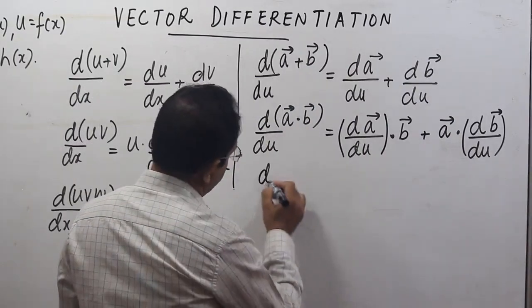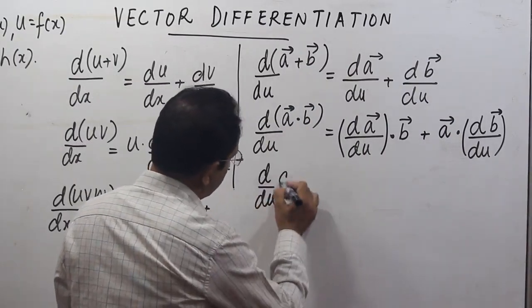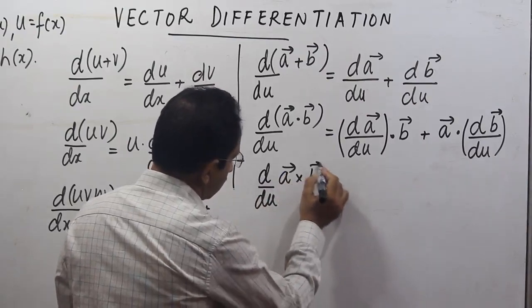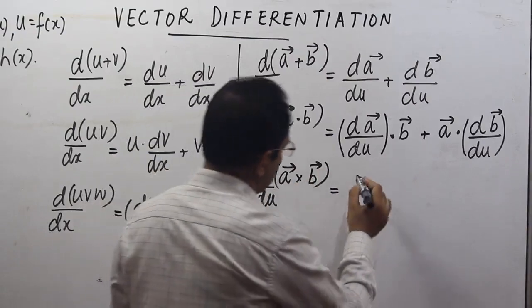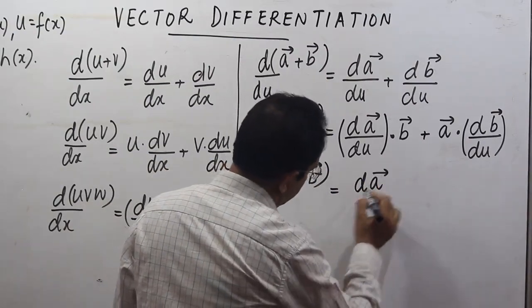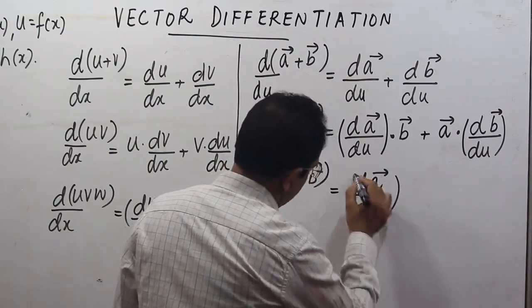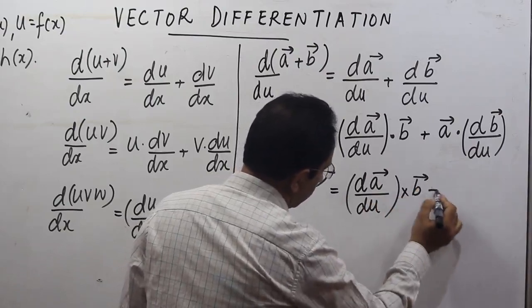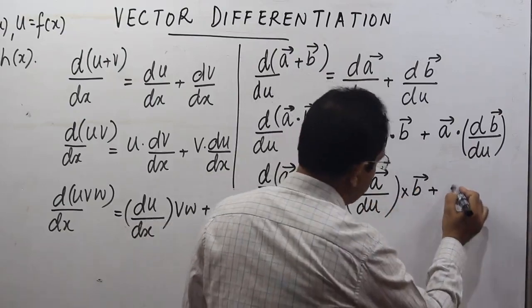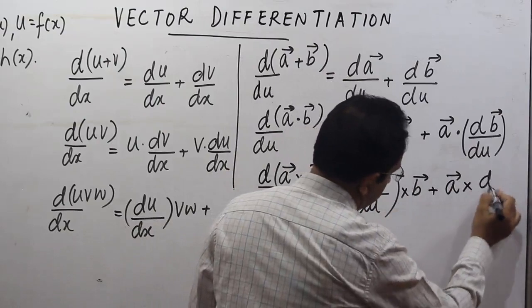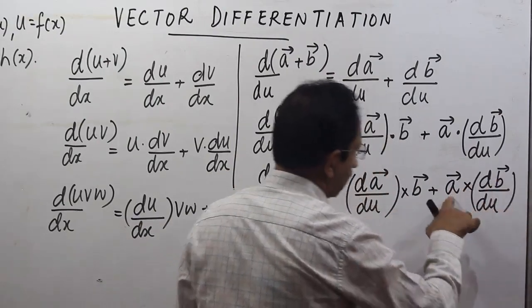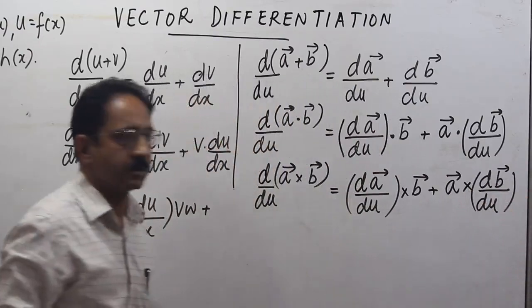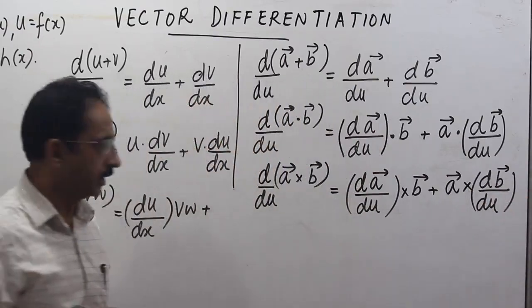So let's say if I have derivative with respect to u of a cross b, here I cannot change order of these two vectors, so it will be derivative of a with respect to u cross b plus a cross derivative of b with respect to u. So be careful कि a must precede b because this operation is not commutative.